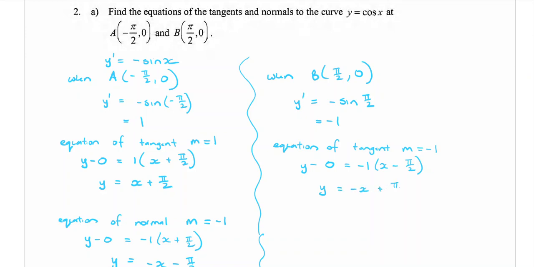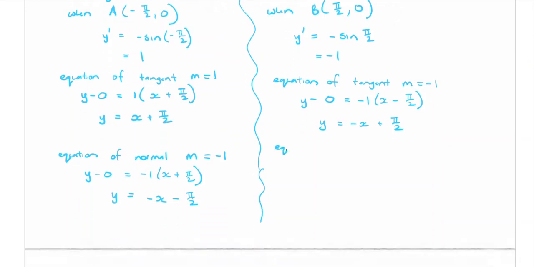Anyone got the first one? Yes, good job, Grace. There's the first one. Then use your perpendicular gradient, which would be a positive one, to do the normal. Done? All right, there it is.